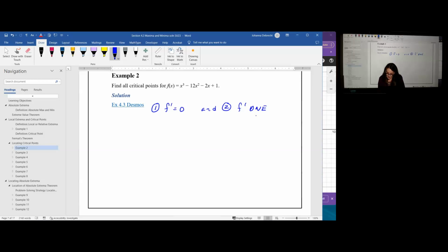So a good place to start is with the domain. The domain of this polynomial function is all reals, or negative infinity to infinity. In this case, then, we can simply go ahead and find the derivative of the function. f prime becomes 3x squared minus 24x minus 2. To find out where it's 0, set it equal to 0 and solve for the variable.